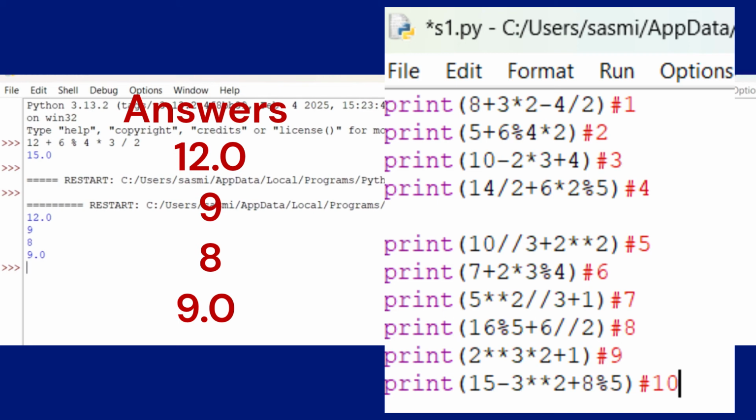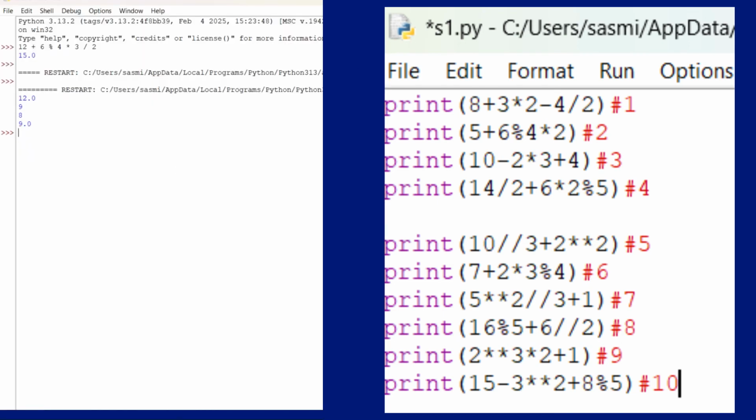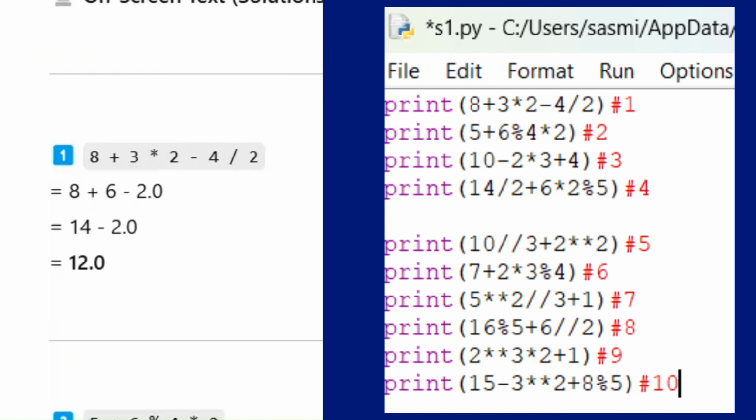Now, let's go through the explanations one by one. Let's go over the solutions together. 1. 8 plus 3 multiplied by 2 minus 4 divided by 2. First, multiplication. 3 times 2 is 6. Then division. 4 divided by 2 is 2.0. Now, 8 plus 6 is 14. Then subtract 2.0. Final answer is 12.0.